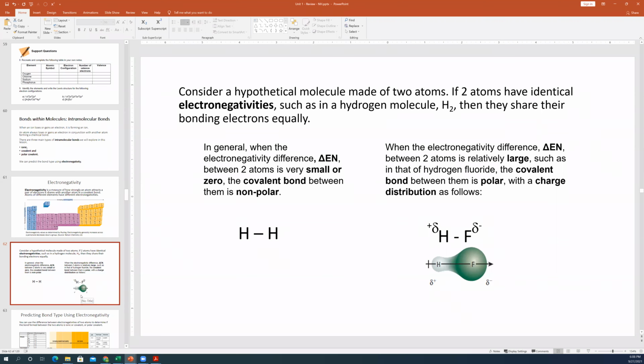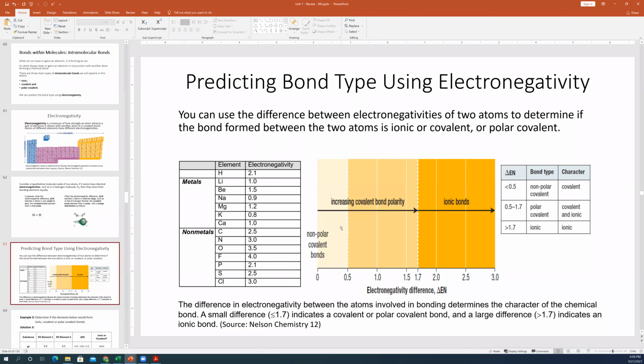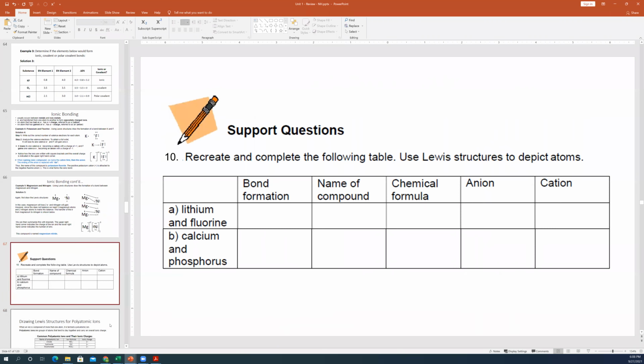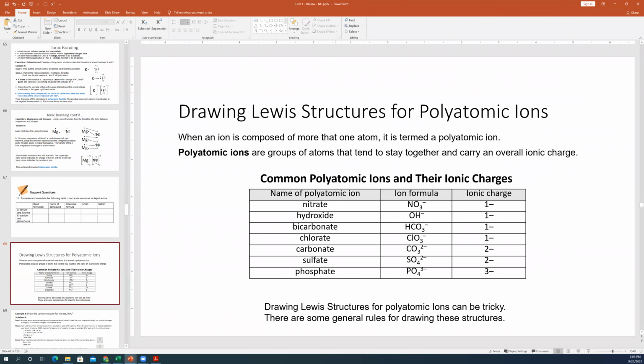We talked about the difference between electronegativities between 2 atoms that are in a bond, that are bound to each other. We talked about predicting bond type using electronegativity and the delta, the difference in electronegativity between 2 atoms in a bond. Then we covered ionic bonding. Then we talked about Lewis structures for polyatomic ions.